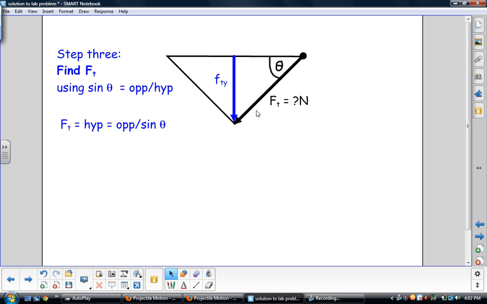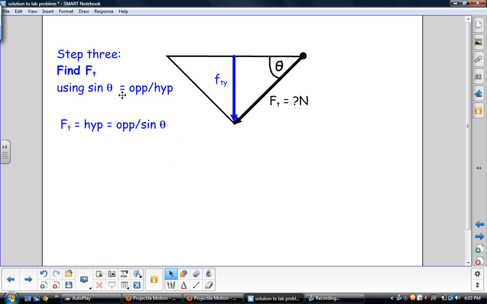Step 3. Now we have an angle and we have one side of our triangle of forces. We're going to find the other side. So we have our opposite and we have our hypotenuse. So sine of theta is equal to opposite, which is here, divided by hypotenuse, which is here. Therefore our hypotenuse, which is Ft, is equal to opposite divided by sine of theta.